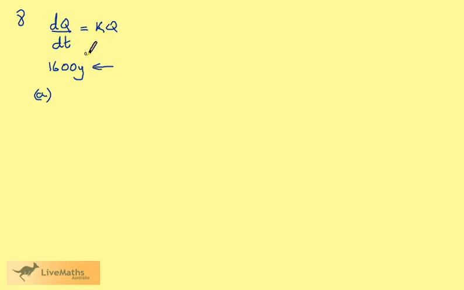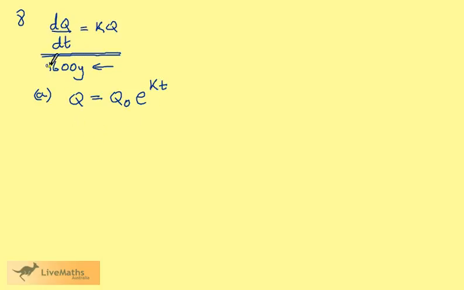In part A, we're asked to find the value of k. You should know that this type of differential equation, if we solve by separating and integrating, will lead to a formula of the form Q at any time is equal to the initial Q times e^(kt). Since we're talking about decay, k will end up being a negative constant.